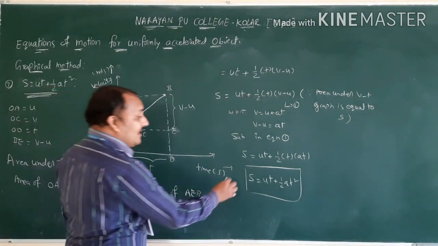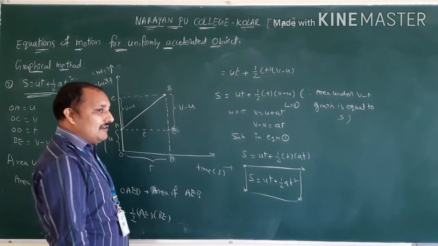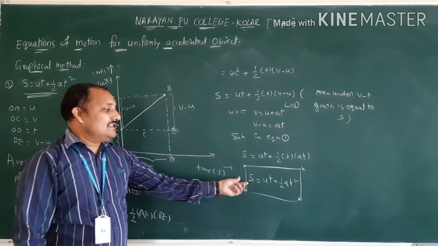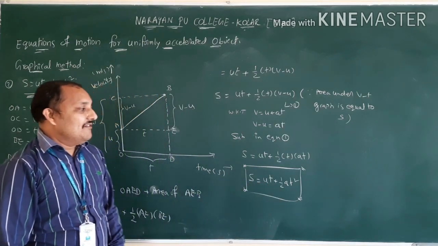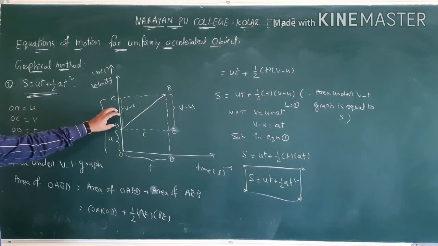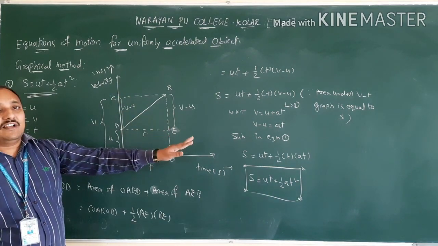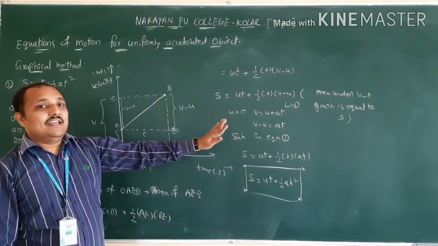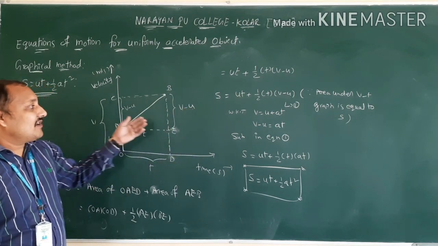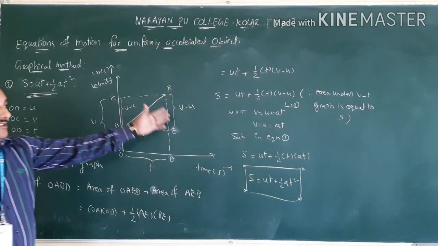So this is the second equation of motion. Very, very important for the final exam, midterm exam or unit test, whatever exam they are conducting, this question they will frequently ask. Derive S is equal to UT plus half AT square by using the VT graph or velocity time graph. Consideration is the same for all three equations. An object starts with initial velocity U, it gains final velocity V in some amount of time. If the object is moving with uniform acceleration A, the graph is drawn between velocity and time. You can draw this graph like this.